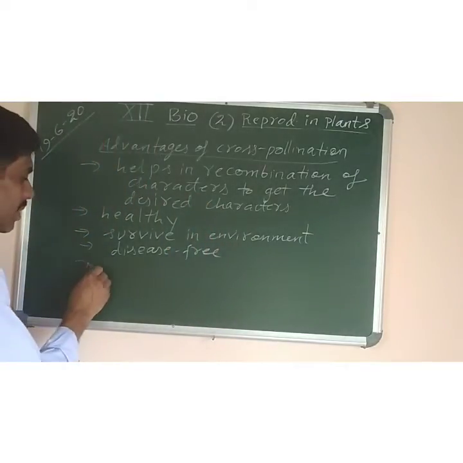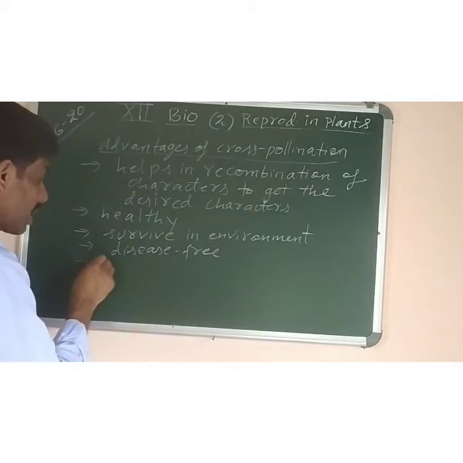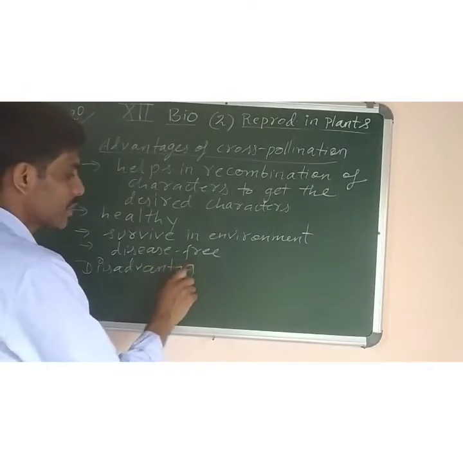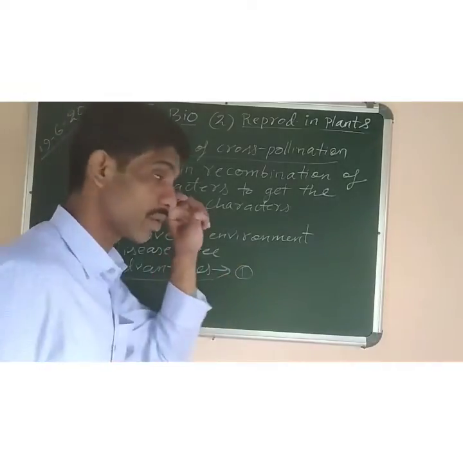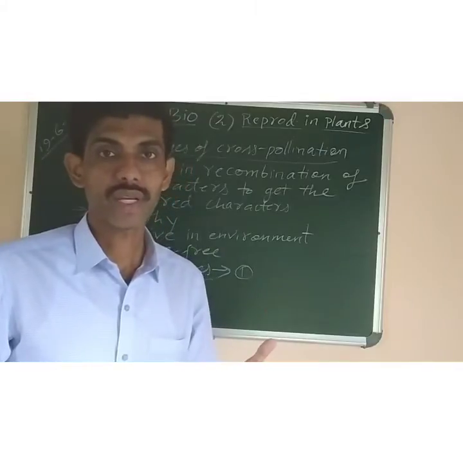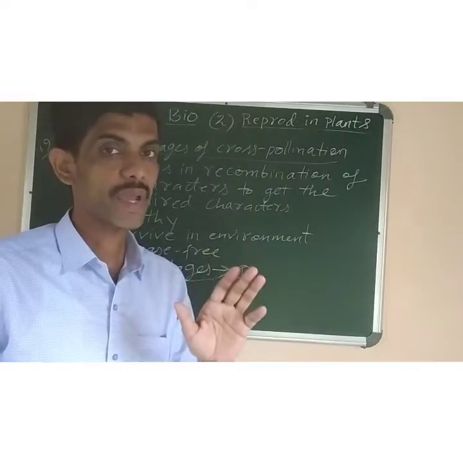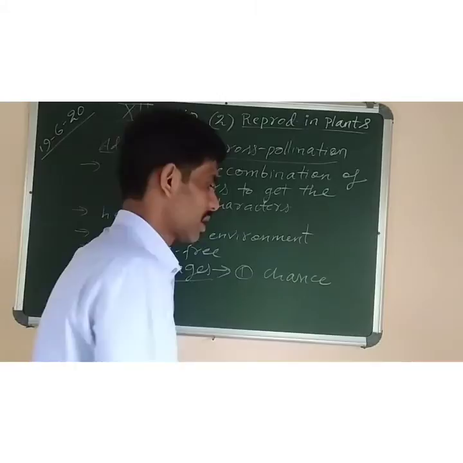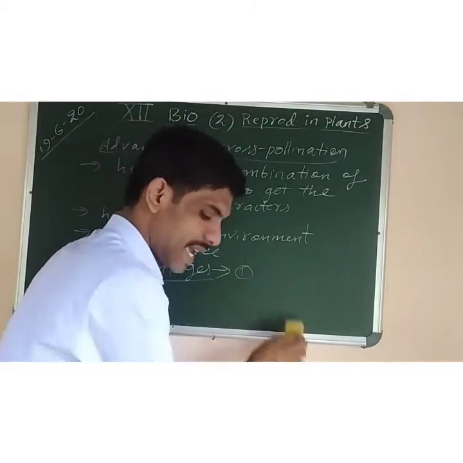Okay, now what are the disadvantages? This all we talked about, the uses or the advantages. There may be some disadvantages also. Now what are the disadvantages of cross-pollination? Number one, the first disadvantage. You know that to bring about cross-pollination, someone is needed to transfer the pollen grain, that is the pollinating agent. So it depends on chance. So chance is there. Means if you don't want to write chance, you can write pollinating agent is required.